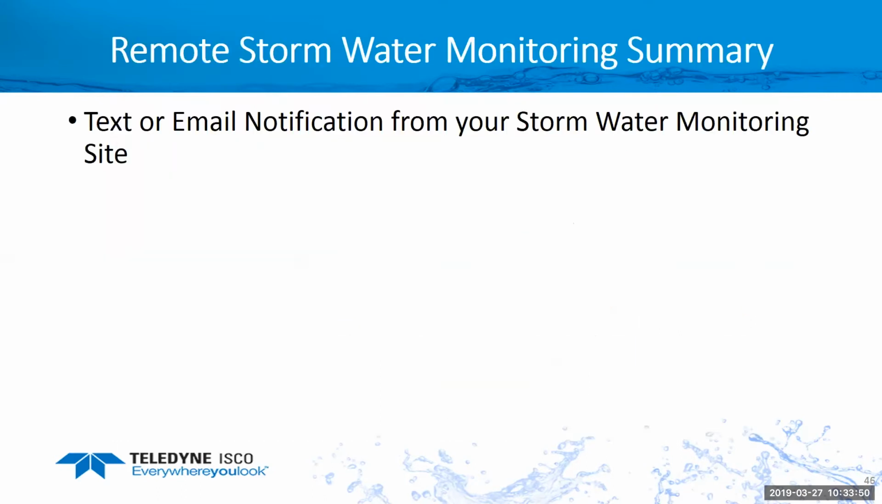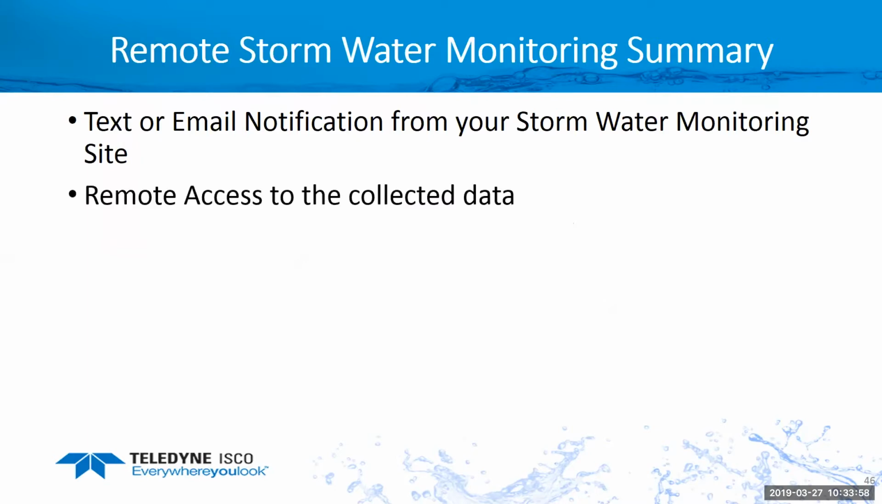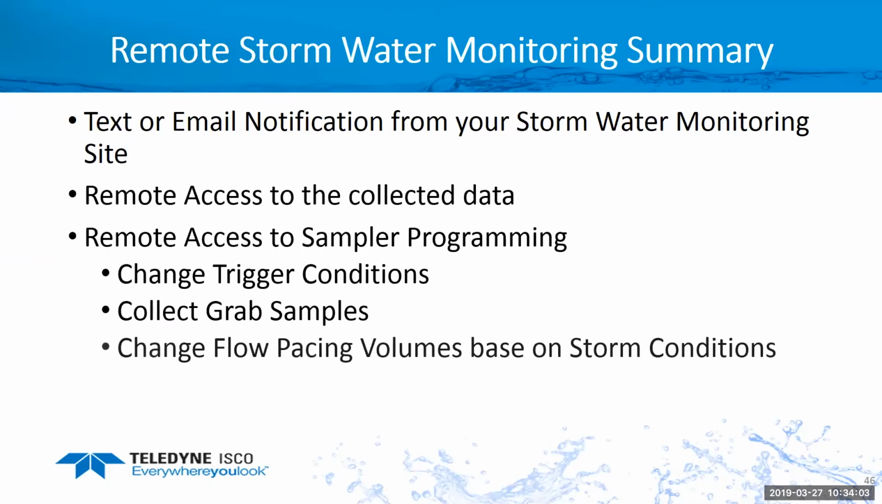So remote notifications, a summary of what we've covered here. We can do text or email notifications from your water monitoring sites. We have remote access to collect the data. And with the remote access, we can program the sampler, which means we can trigger our alarms, we can tell it to take a sample, and we can change the flow pacing based upon the storm conditions.